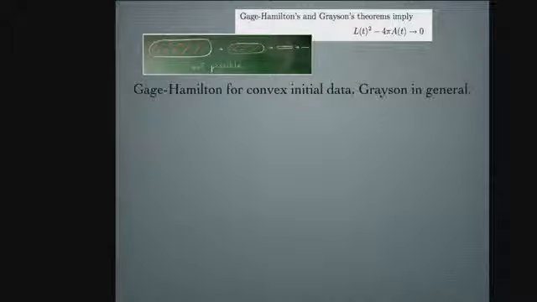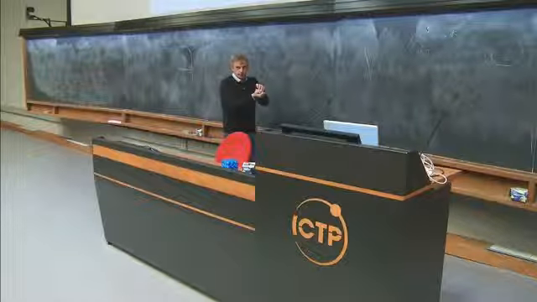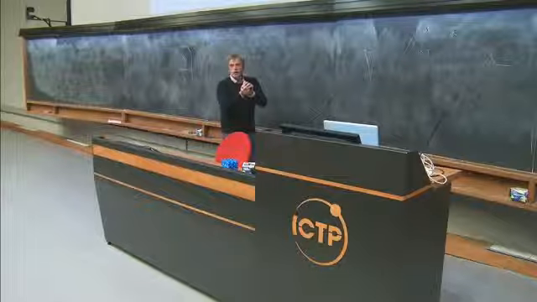Then out of this, Gage and Hamilton, for convex initial data, and then Grayson in general, managed to prove that this flow exists up to a maximal time, and suitably rescaled, the limit of the curve when you approach the maximal time becomes a circle. Of course, curves disappear; we constructed this flow to make curves disappear. The length must go to 0, so eventually you will get a point. The interesting question is how you get a point.